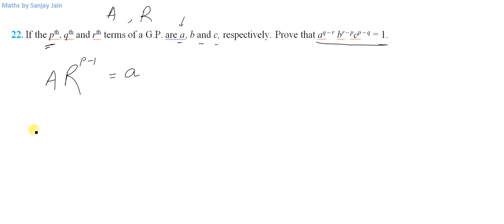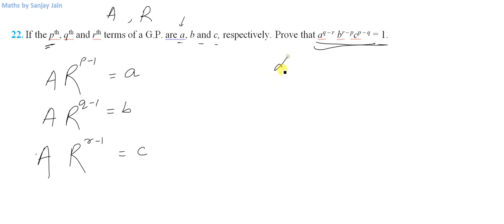What about the qth term? I'll write it like this: A R raised to power q minus 1 equals b. A R raised to power small r minus 1 equals c. Now I need to prove this relation.